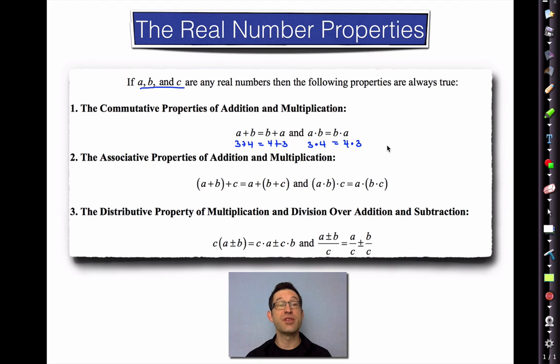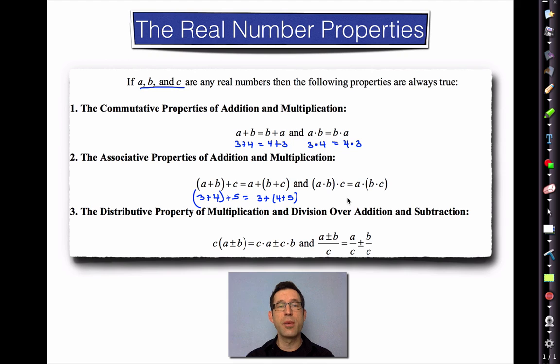Number 2, the associative properties of addition and multiplication. This is what happens when we add three or more numbers together or multiply three or more numbers together. Basically, the associative property says it doesn't matter which order you do them in. So if I was doing 3 plus 4 plus 5, I could add the 3 and the 4 together first, get 7, add 5, get 12. Or I could add the 4 and the 5 together first, get 9, then add 3 and get 12. And the same is true with multiplication.